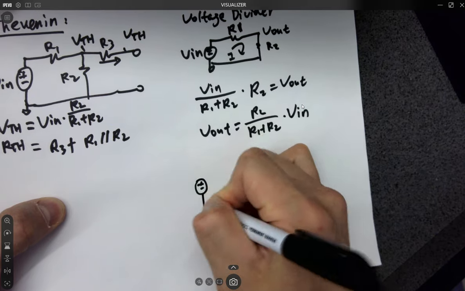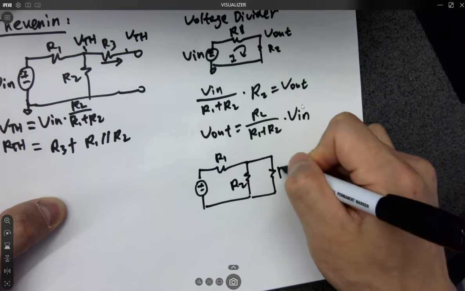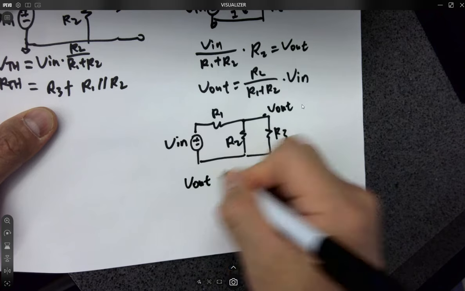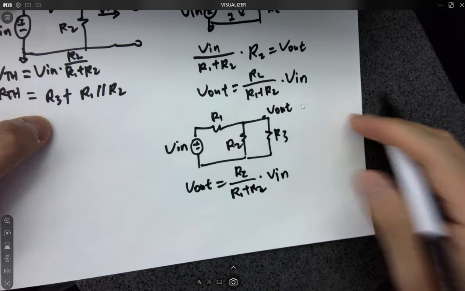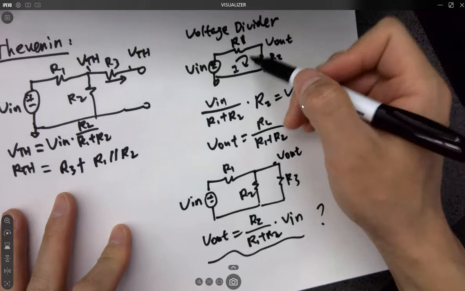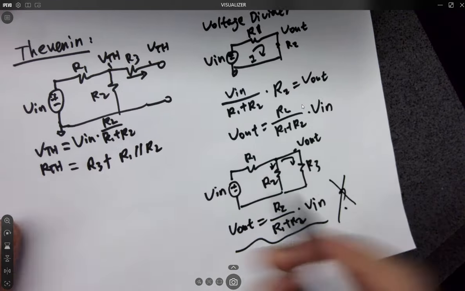So what if I have a circuit like this? This is still V out. Can I say that V out equals R2 over R1 plus R2 times V in? Is this correct or not? If not, why? I want to hear that answer. Yes or no? Why? Because there's current flowing. Because they don't have the same current. This one has the same current, so you can do it this way. This one, the current splits into two branches. So this is wrong, right? Okay, cool.